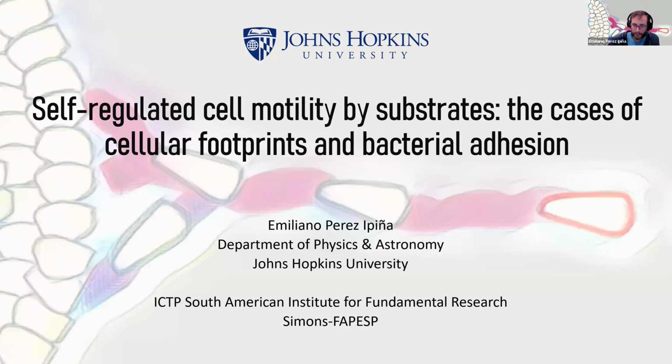So today I'm going to be talking about cell motility. By cell, I mean eukaryotic cells and also bacteria, with the emphasis on how cells may use the environment to change the way they move. I'm going to present two different cases. The first case is how cells use cellular footprints. This is the work I've been doing during these last 2 years that finally got accepted at PNAS last week. And the other part of the talk is going to be about bacterial adhesion to surfaces. This is the work I did during my previous postdoc at the University of Nice.